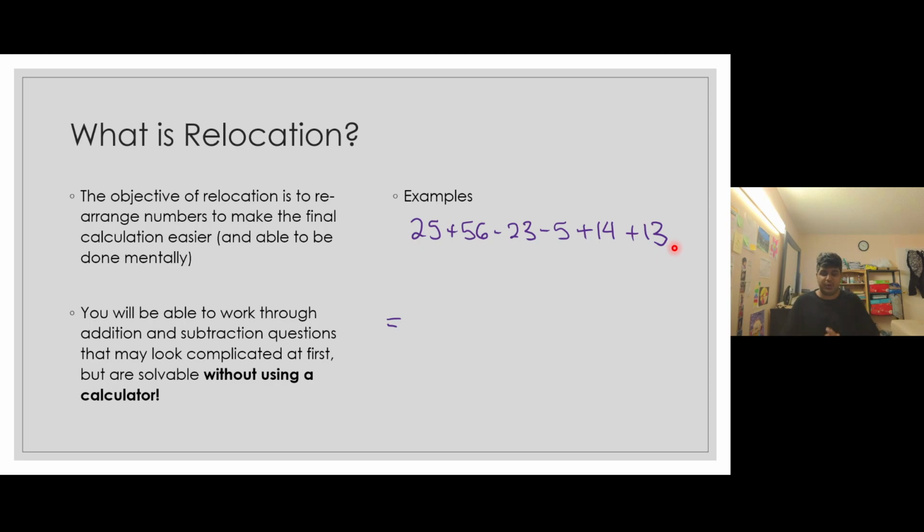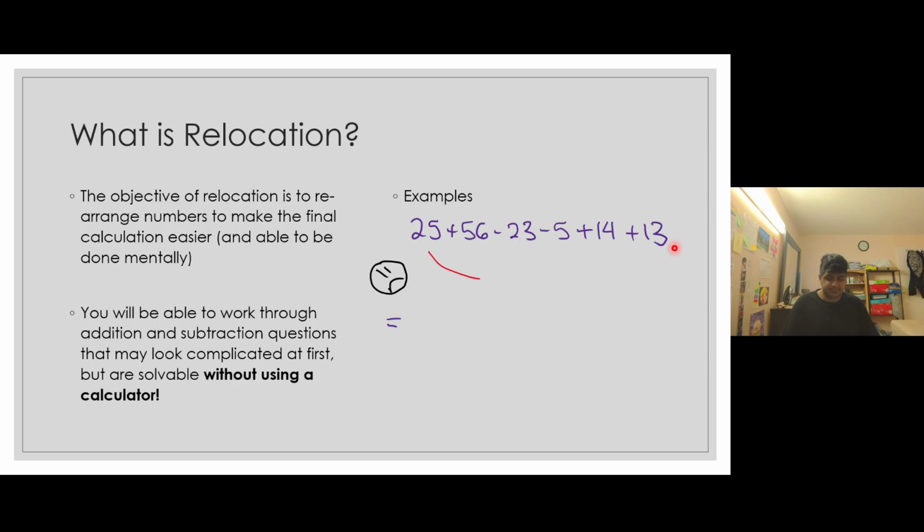But I'm going to show you a way where we can make this a lot easier, just by putting numbers together, right? That's what the sad face represents. The sad face represents the fact that this is a difficult question if we don't use relocation. But we can make this a lot easier.